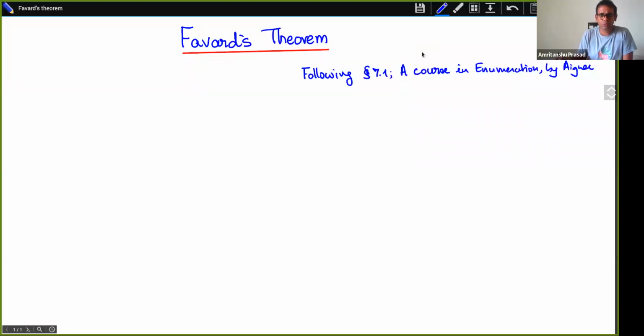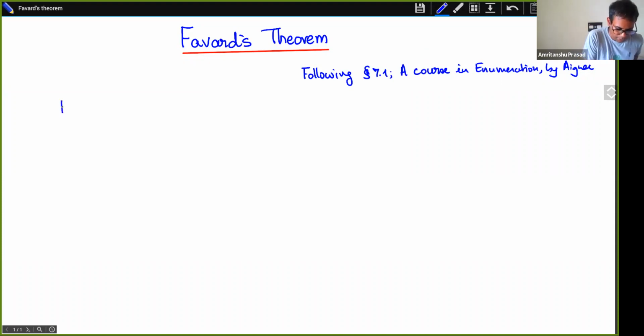So I'm going to prove Favard's theorem following Aigner's book in this section 7.1. It's a characterization of all orthogonal polynomials, all families of orthogonal polynomials. I see it's a very short proof. It's just one section, in terms of two sets of parameters.